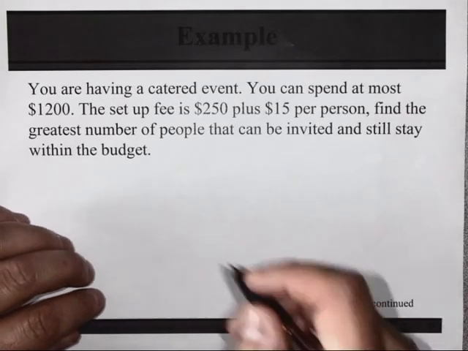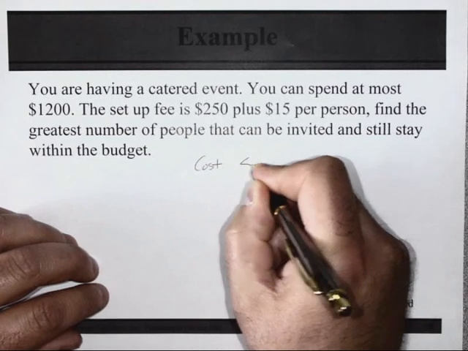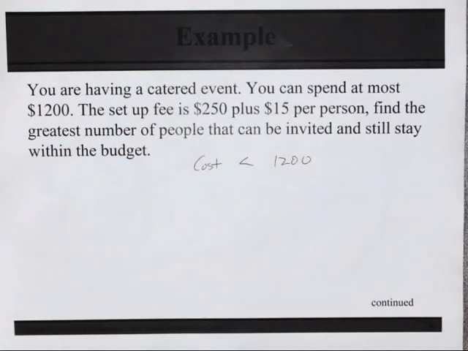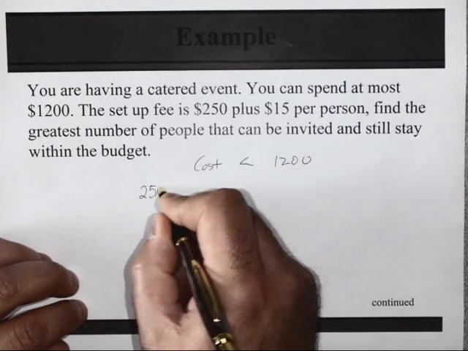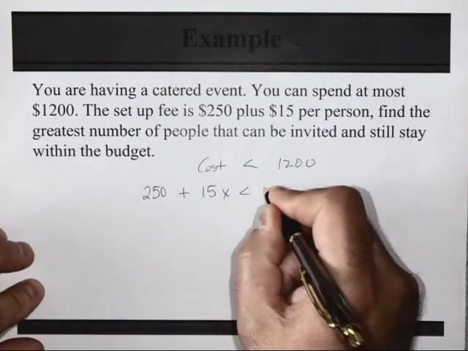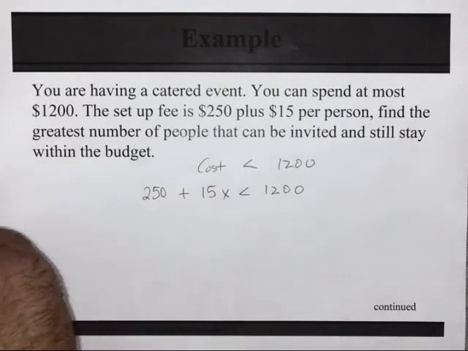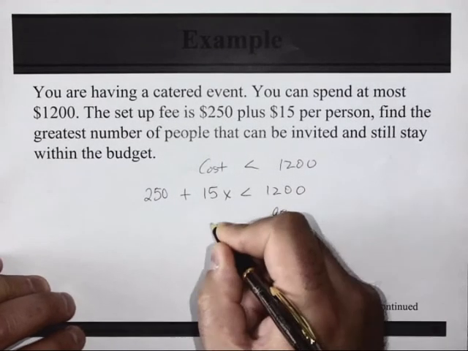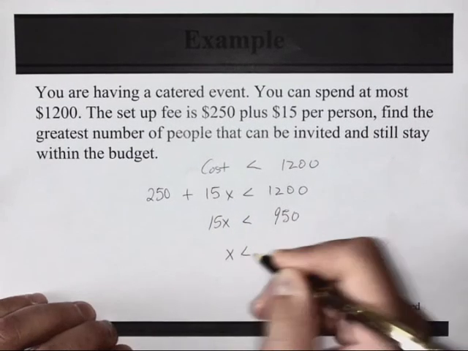So then the cost needs to be less than $1,200. And the cost is $250 plus $15 per person, and x represents the number of people. And that's what we're solving for. So subtract the 250 from both sides. Divide both sides by 15.